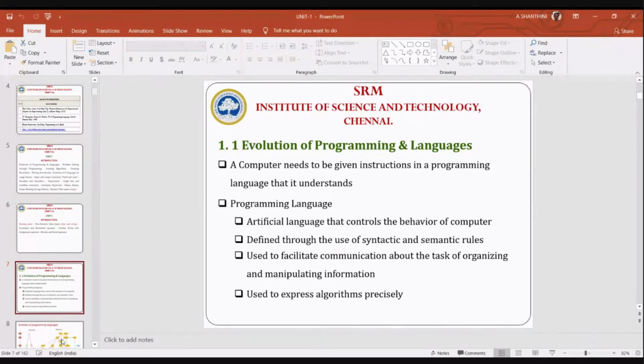Now coming to the evolution of programming language, as I said, computers cannot understand natural language, so it is our work to instruct the computer to solve a given problem. The way we write a program is itself called instructions to the computer. You are going to say it in a language that the computer can understand. A programming language is an artificial language that can control the behavior of a computer, because it is the one that is going to compile to find a solution.